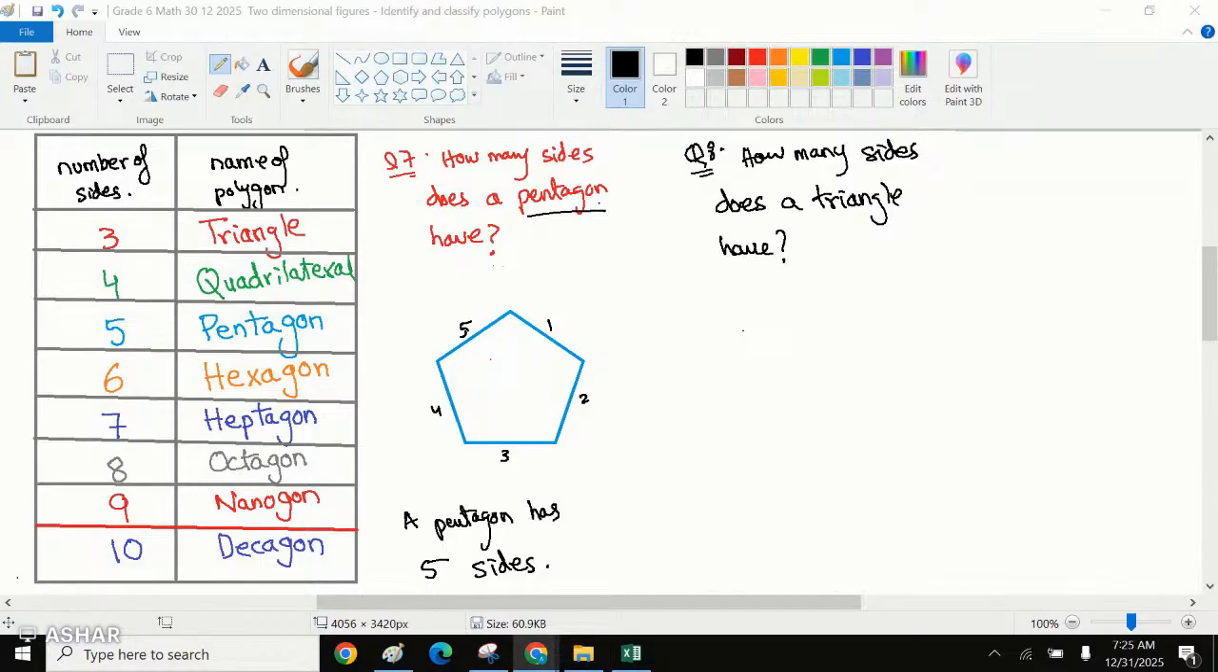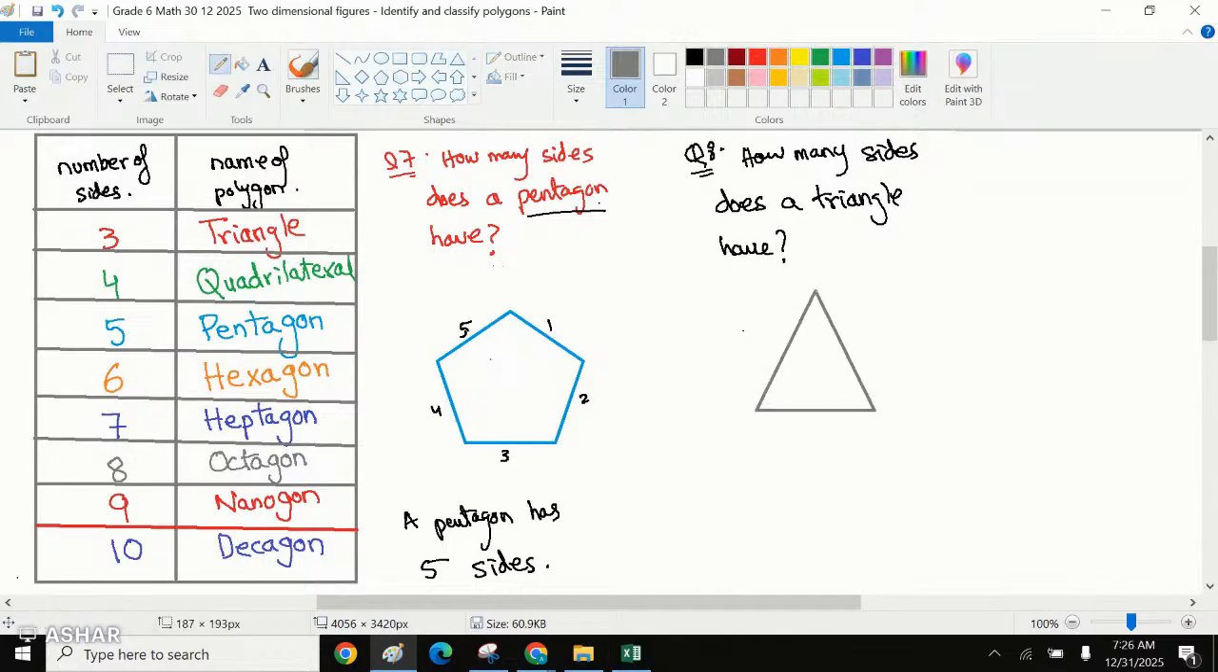Hi. So the question is, how many sides does a triangle have? We can always refer to the grid I just made over here. We have a grid that says the number of sides and the name of the polygon, right? So how many sides would a triangle have? We can draw any triangle, right? For our reference, we draw a triangle.